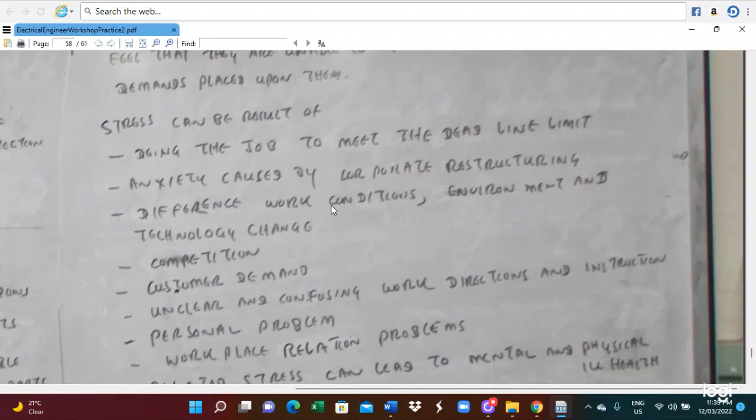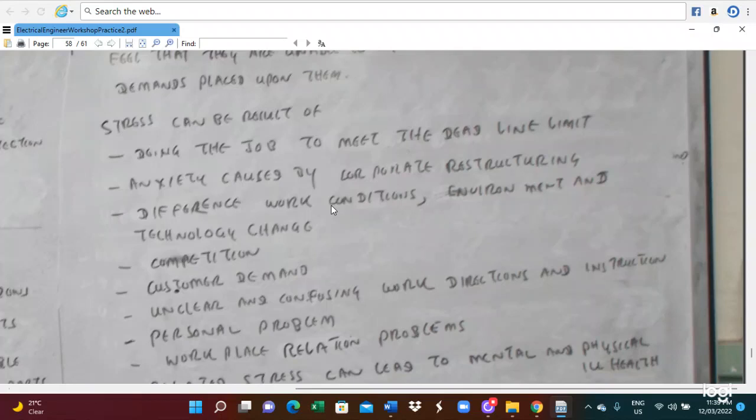Sometimes you have to face anxiety because sometimes our workplace is restructuring, it happens, so you face anxiety. And also different work conditions. You are changing from one job to another place, so there will be different work conditions. You face environmental impacts or technology changes.